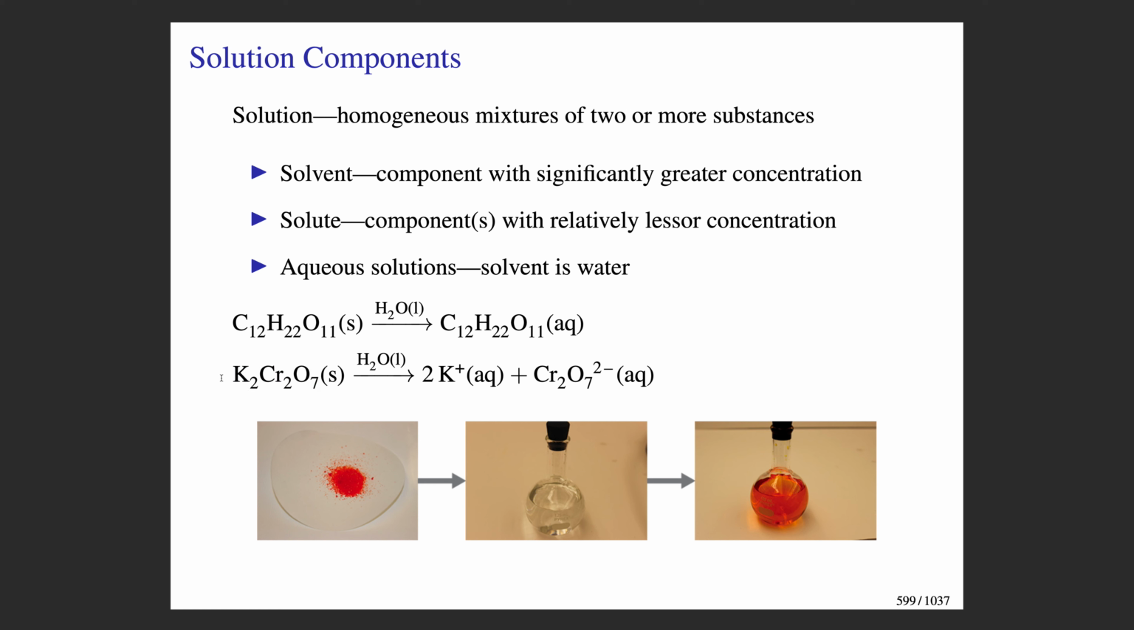So notice that this was an ionic compound, right? We have a metal cation and a polyatomic anion, and when that dissolves in water, the ions dissociate from one another, and we have an electrolyte solution. An electrolyte solution is one where you've got ions dissolved in the solution.